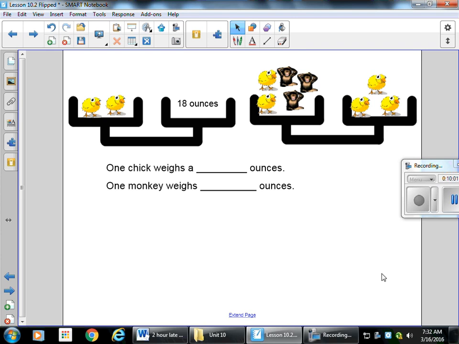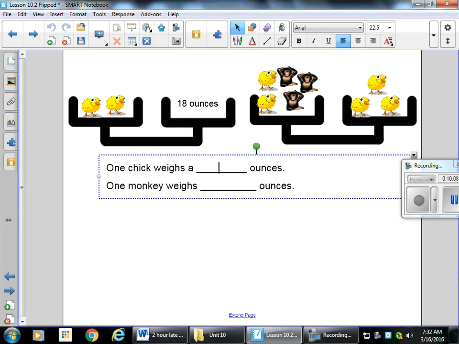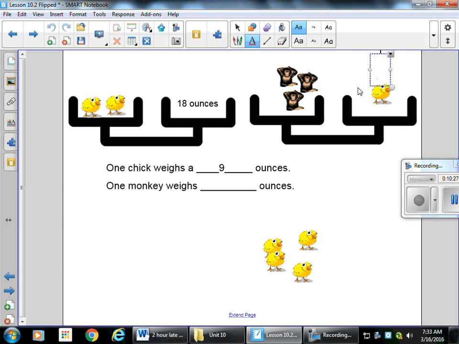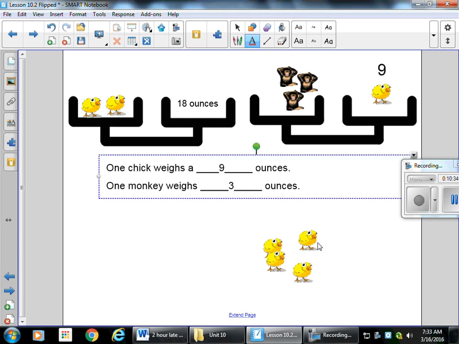Yes, we have the chick, the monkey, and some ounces. What do we know? 2 chicks weigh 18 ounces. So 1 chick weighs 18 divided by 2, 9 ounces. So 1 monkey weighs how much? Let's see here. Right here, I'm going to get rid of a chick, rid of a chick, rid of a chick, rid of a chick. You see how I did that, kids? There's 2 here, 2 here. This chick right here weighs 9 ounces. I'm going to put a big 9 over it. Since this chick weighs 9 ounces and we have 3 monkeys, each monkey must weigh 3 ounces. 9 divided by 3.